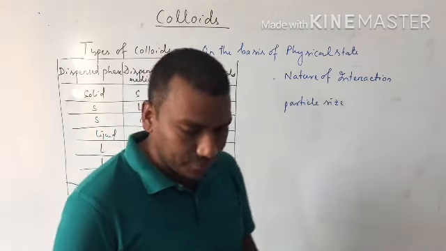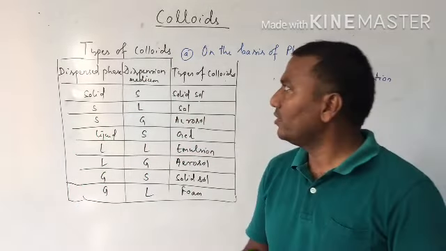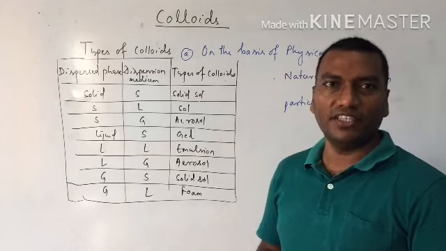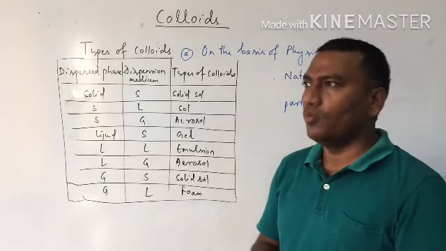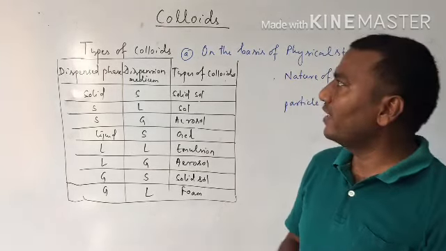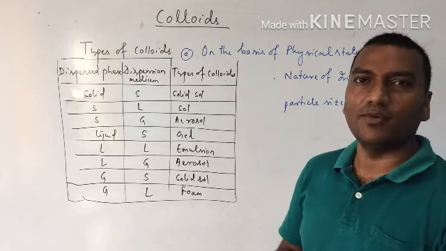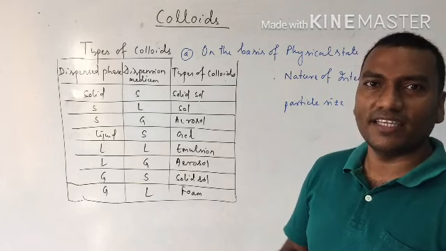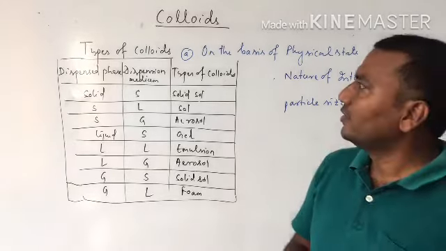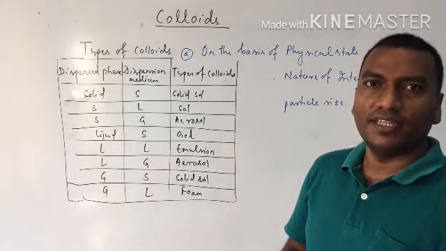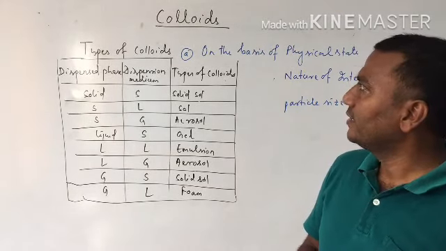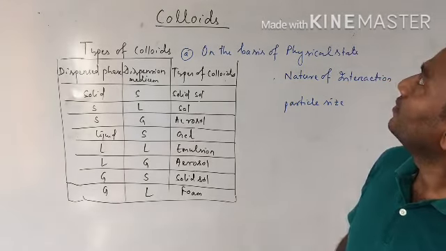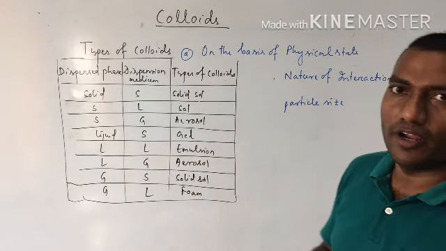In the beginning I told you that in surface chemistry we will read three concepts. One is adsorption, second is catalysis and third is colloid. In the first and second videos we completed adsorption and catalysis, and this is the third class, that is colloid.